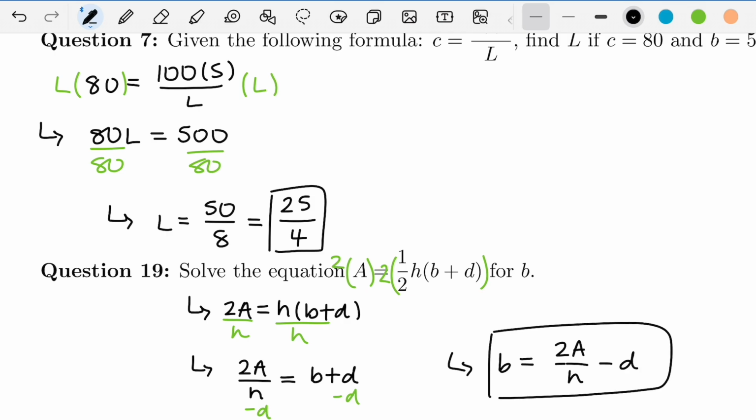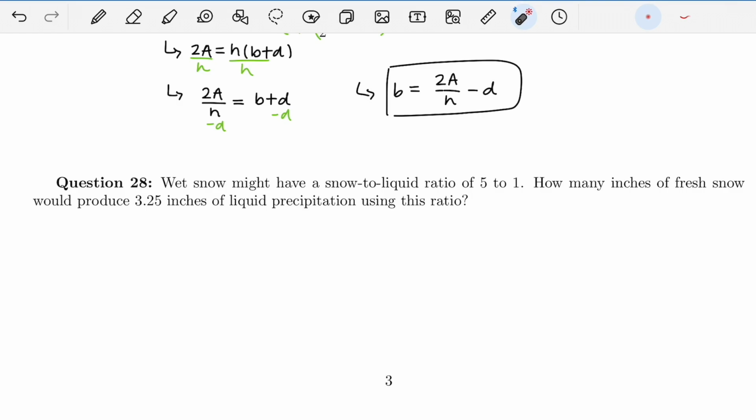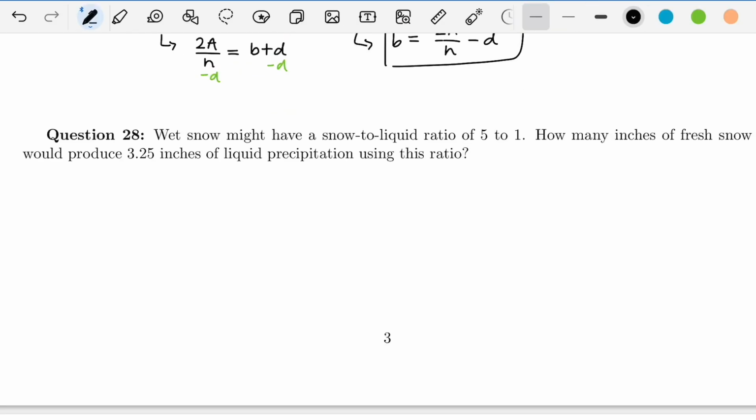Subtracted d here. Alright, so in this next example here, we're going to get into proportional reasoning. We're told that wet snow might have a snow-to-liquid ratio of 5 to 1. So with this ratio, we want to determine how many inches of fresh snow would produce 3.25 inches of liquid. So this ratio here is snow to liquid. So as a fraction, we'd have our inches of snow on the top and our inches of liquid on the bottom.